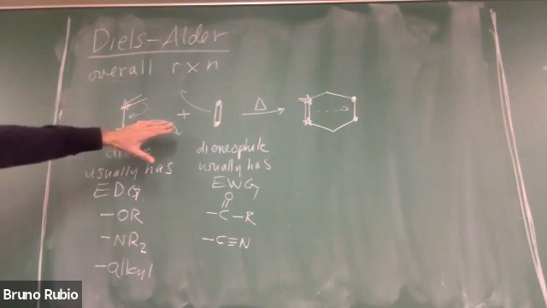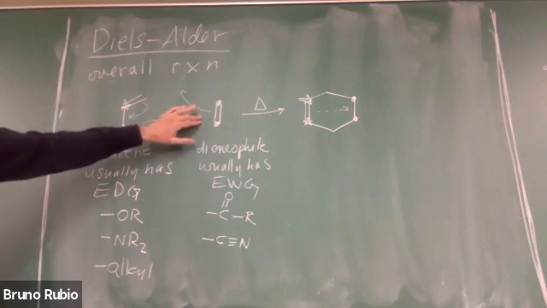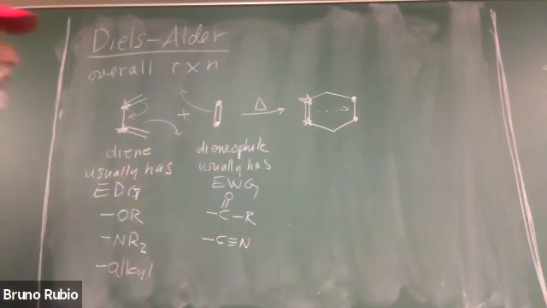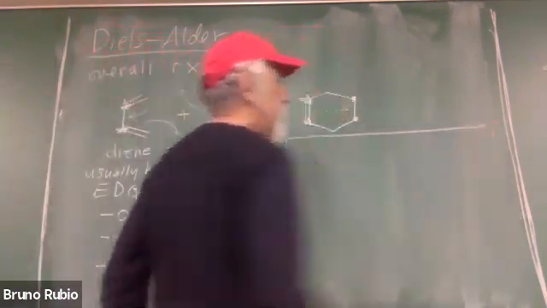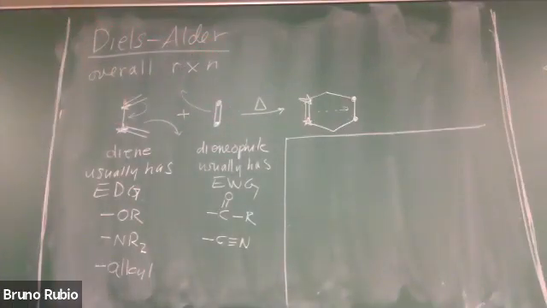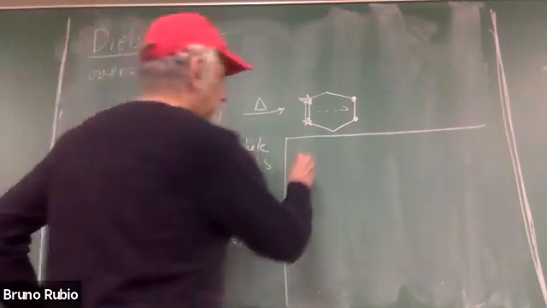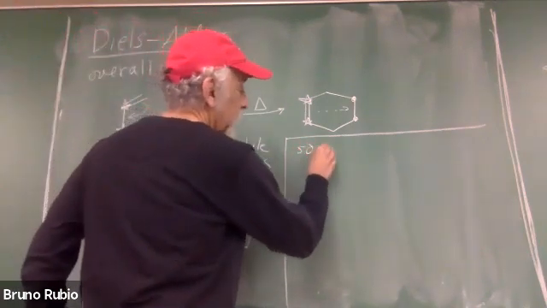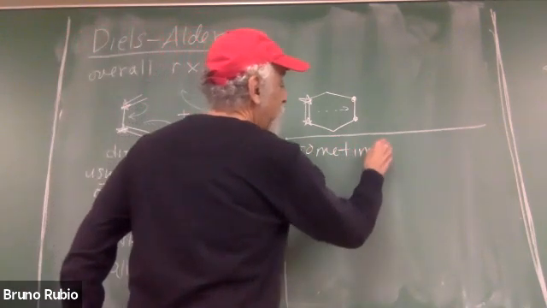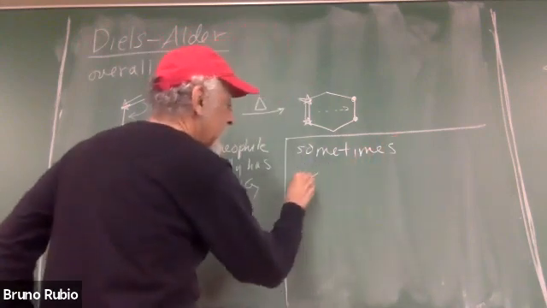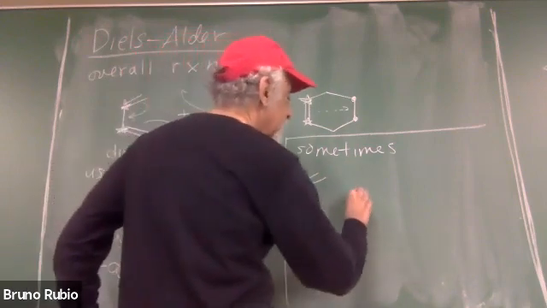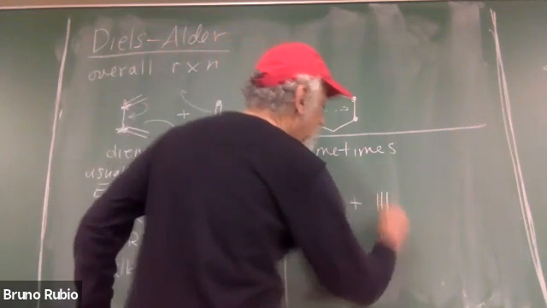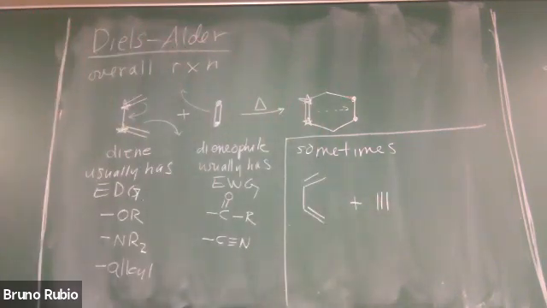The dienophile is not limited to an alkene. Sometimes the dienophile can be an alkyne. There's the diene, there's the dienophile. This time it's an alkyne.